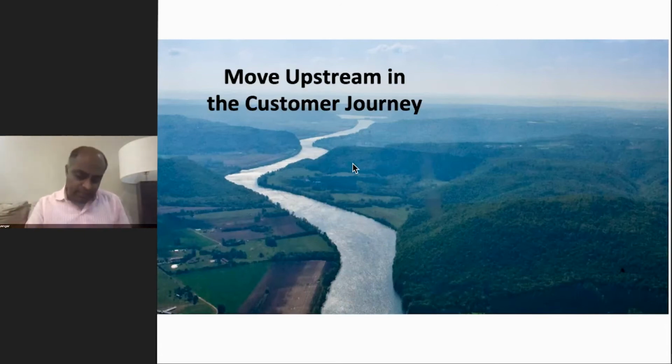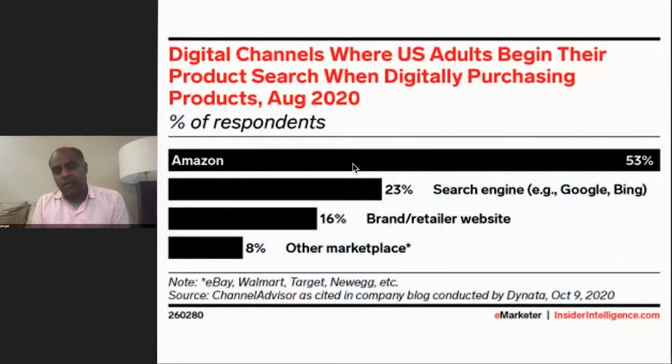So a quick example of that might be something like this, where many of us, when we think about product searches, for instance, when you think about searching, Google typically comes to mind. But here's an example. This is from a year ago or so, where do people, or in this case, the US adults, begin their product search when they're purchasing products? It's Amazon. And what's interesting is these numbers are even more inflated for Amazon Prime members.